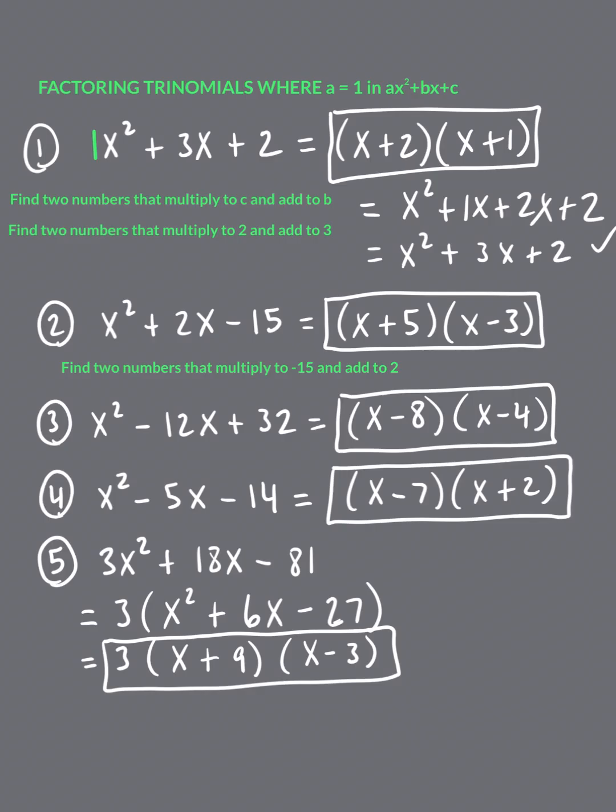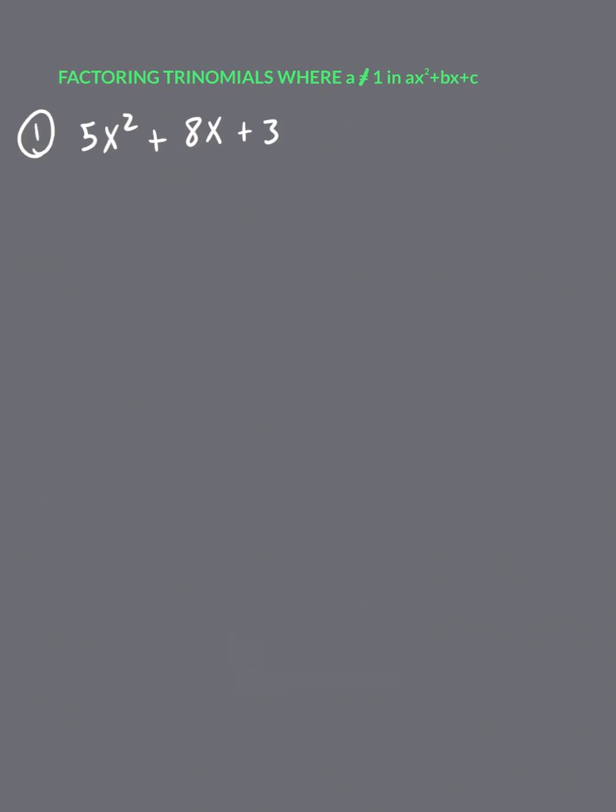Now let's do trinomials where a does not equal 1. Our first example is 5x squared plus 8x plus 3. So we look for greatest common factor first. Now there are no common factors with 5, 8, and 3. So here we really do have a trinomial, 3 terms, where a, this number in front of x squared, does not equal 1. Now there's several methods to factor these, and I'm going to cover 2 of those.